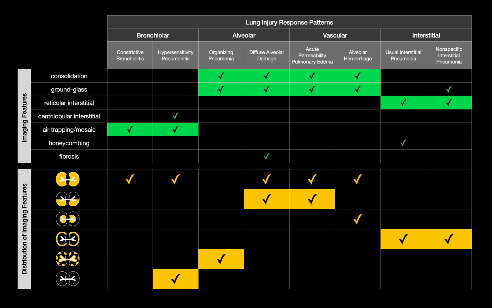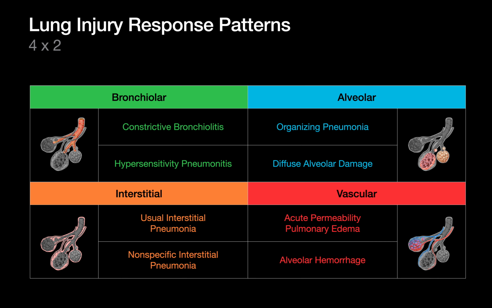And for internalizing these disorders, remember to think of lung injury response patterns in 4 categories based on the element of lung microanatomy being injured, and do your best to commit 2 disorders for each category.